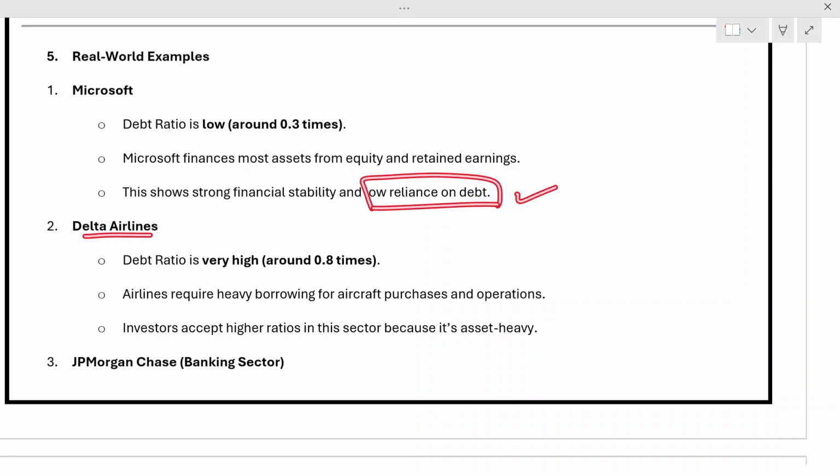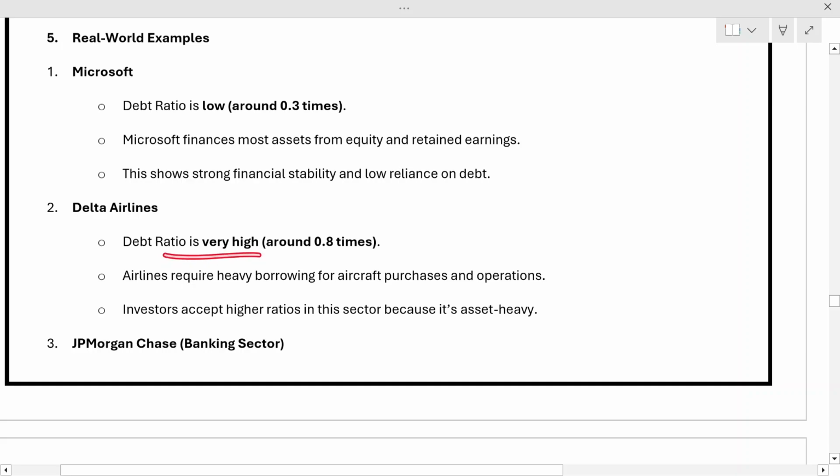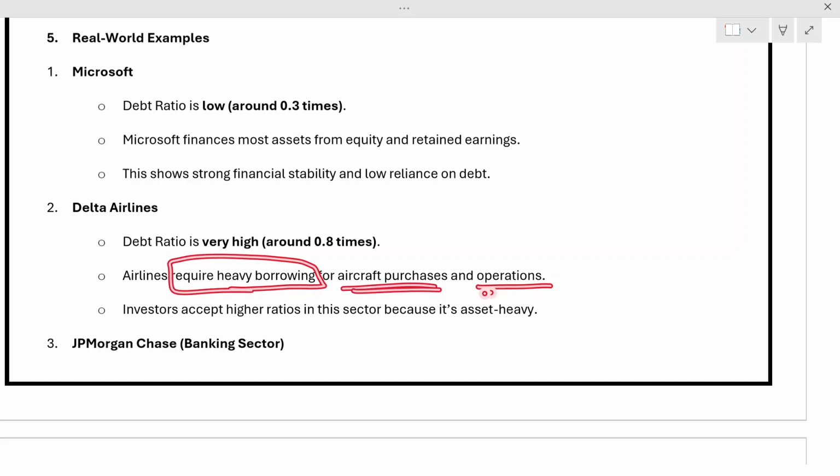If you see the Delta Airlines company, they have a very high debt ratio, around 0.8 times. Why does this happen? Because airline companies are required to borrow heavy amounts for aircraft purchases and their operations, because heavy money investment is required. So they have a high debt ratio. Investors accept this high ratio in this sector because these are asset heavy, so investors are good with that.